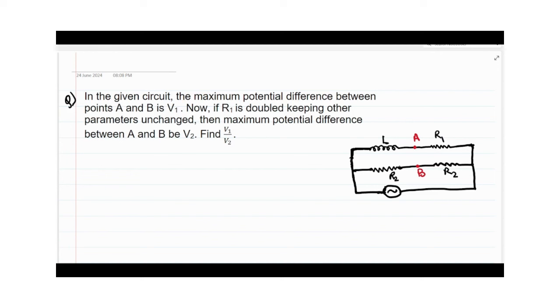So, enough of talking, let's get right into today's question. I hope you can all see it. Let me read it for you guys. The question says, in the given circuit, the maximum potential difference between points A and B is V1. Now, if R1, which is the resistance, is doubled, keeping other parameters unchanged, then the maximum potential difference between A and B is V2. Now find V1 by V2.